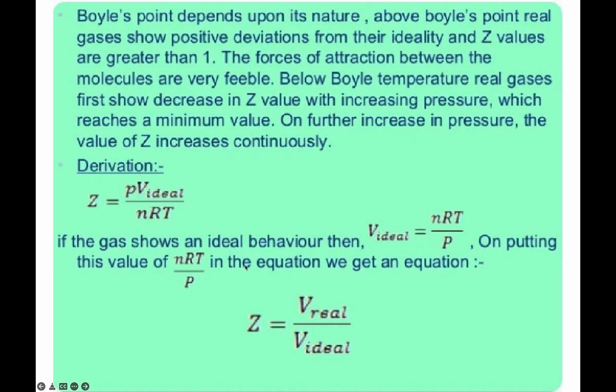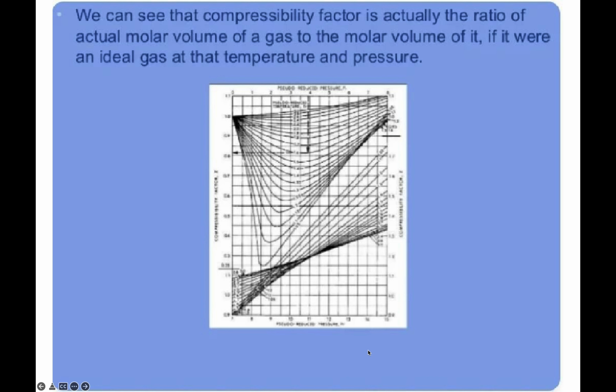So if the gas shows an ideal behavior, then V ideal will be equal to nRT by P. Putting this value of nRT by P in the equation, we get Z is equal to V real by V ideal. So here you can see the compressibility factor is the ratio of the actual molar volume of a gas to the molar volume if it were an ideal gas at that particular temperature. You can refer to the textbook also for the diagrams.